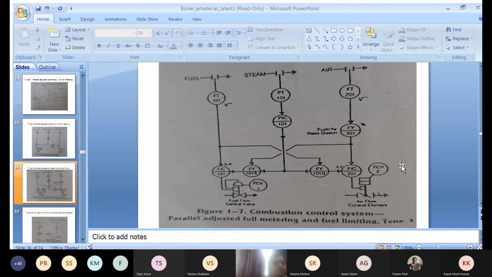Ma'am, one second. Quick question. If the fuel is high from the fuel supply, at that time the high selector switch will select the fuel signal. Correct. Through FIC. Yes, it will control the air. Correct. So what is our purpose?